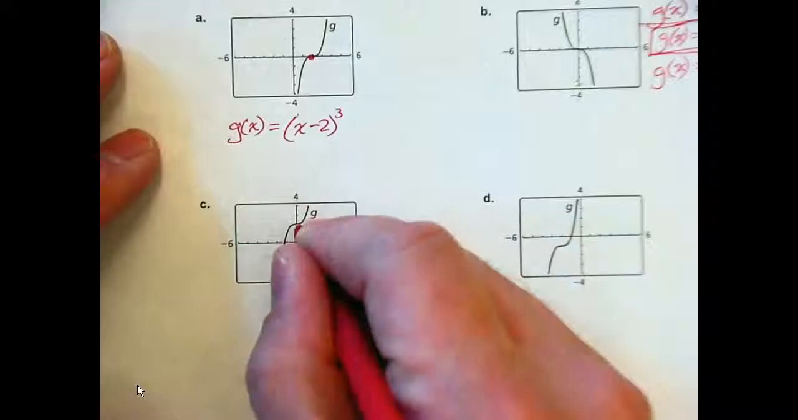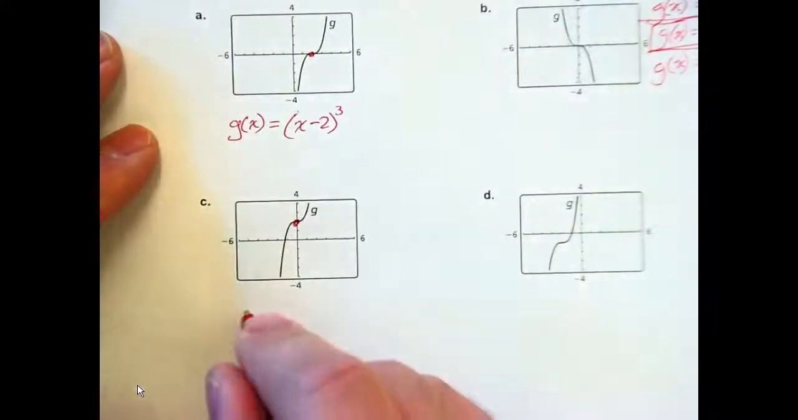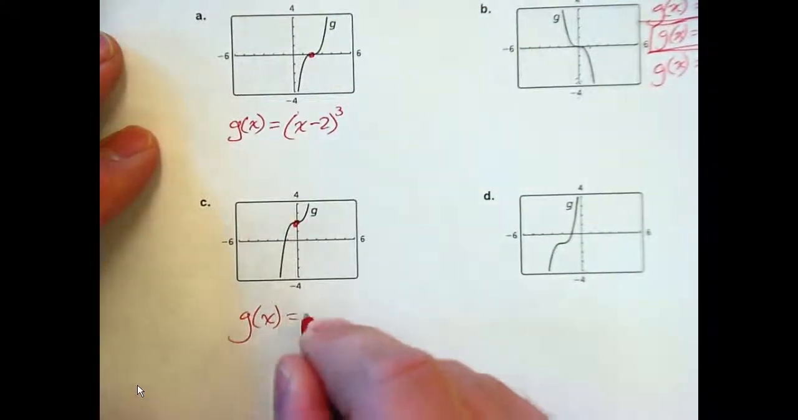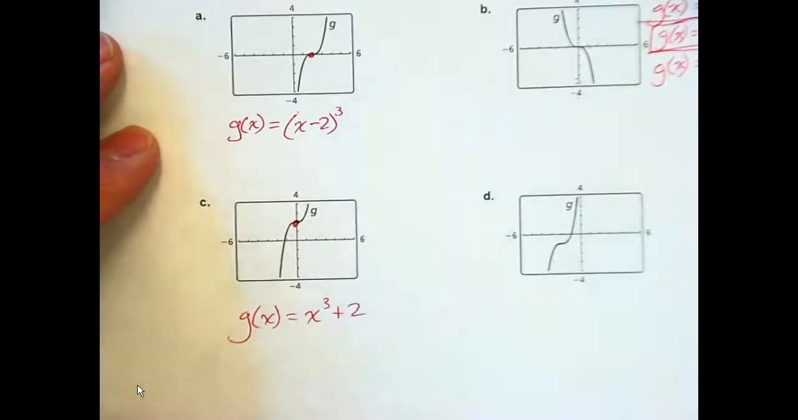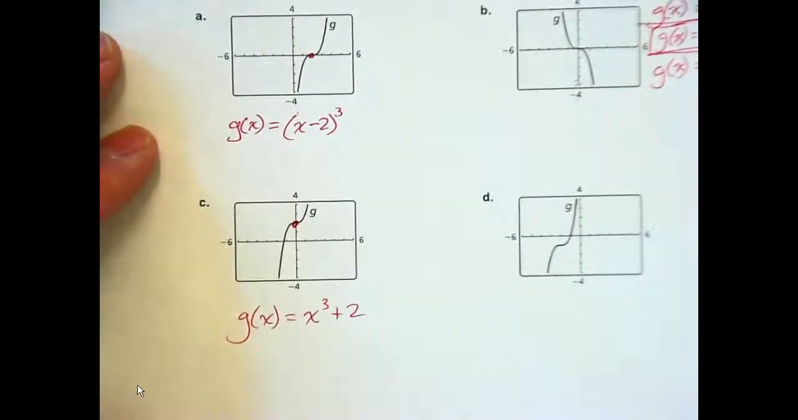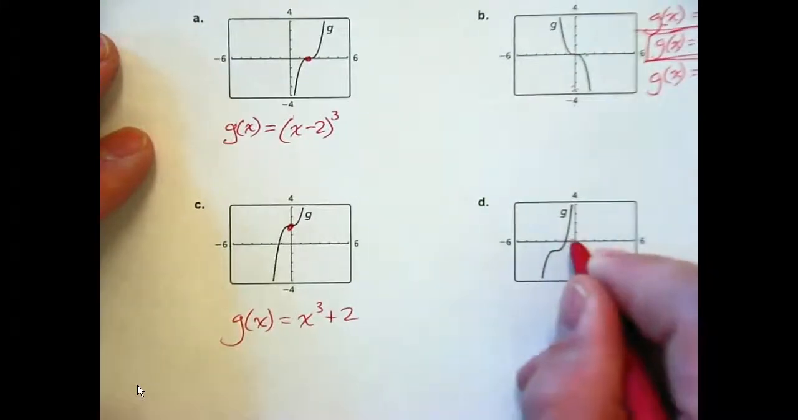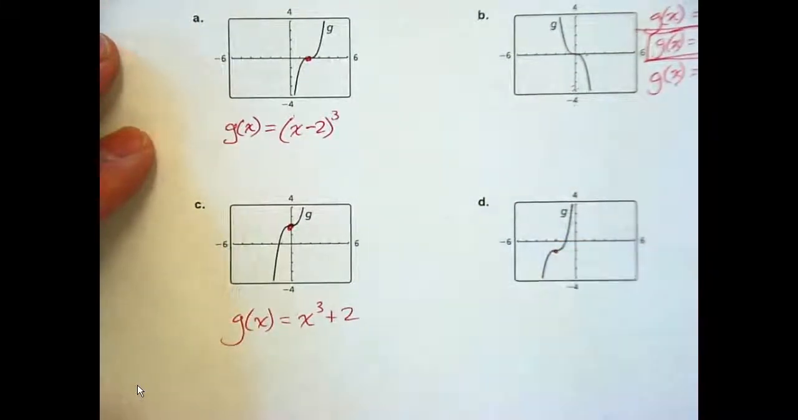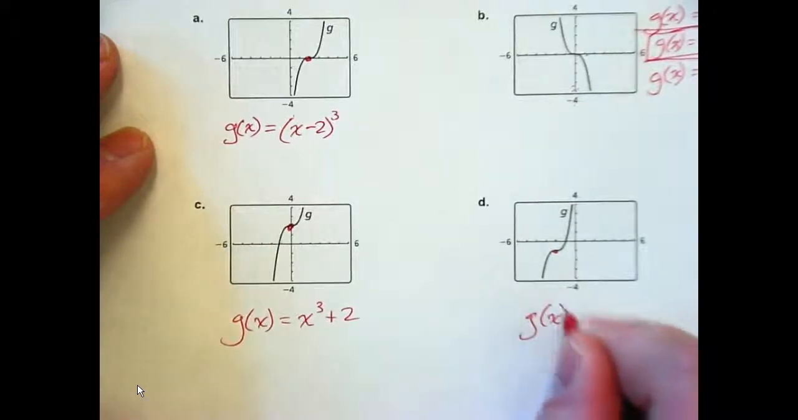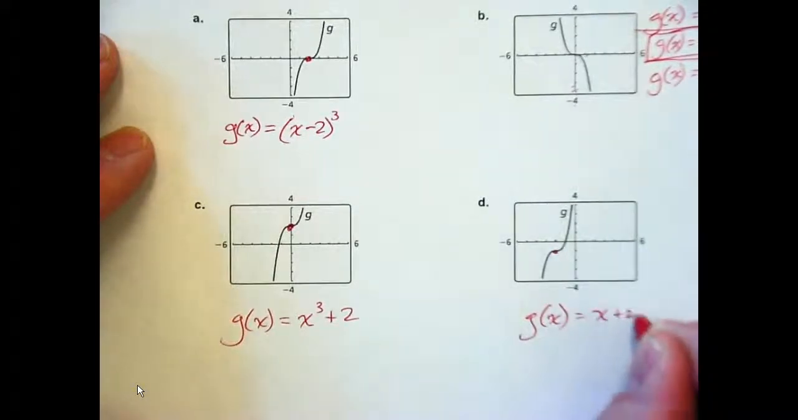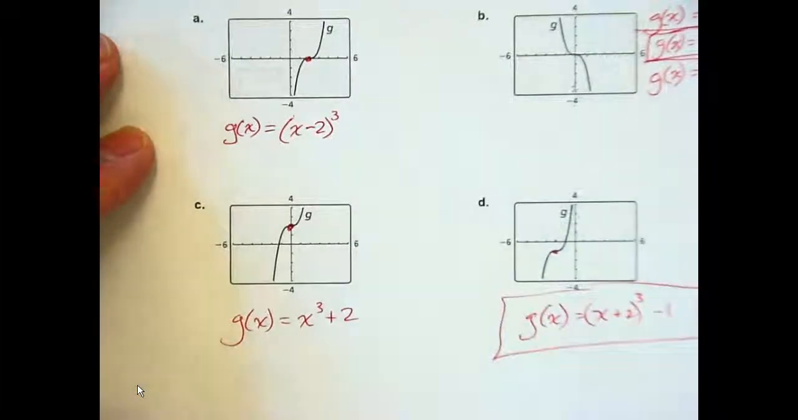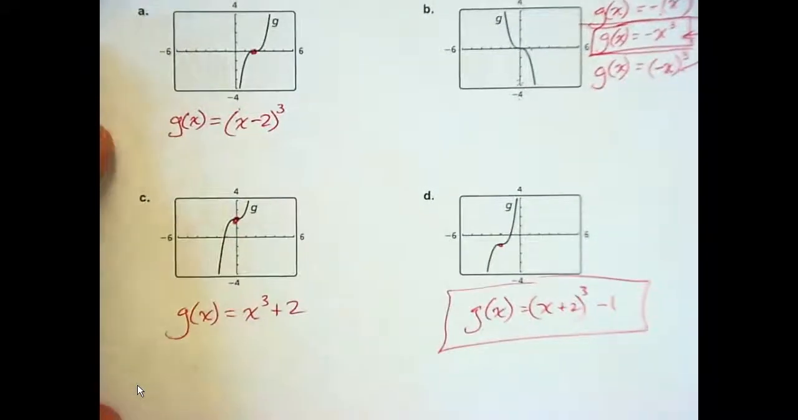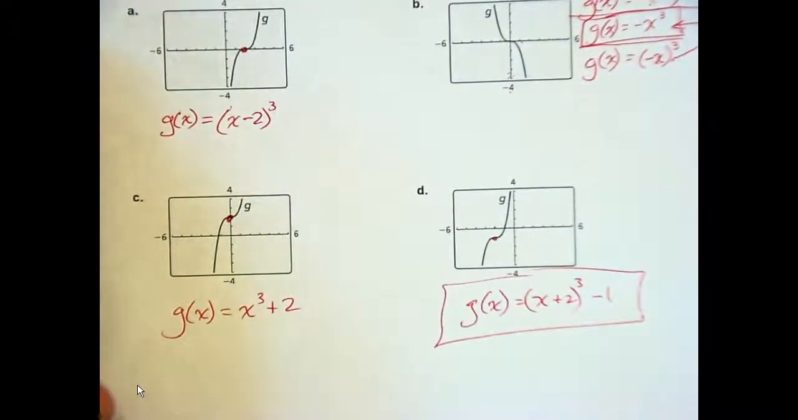Okay, this one, the point did what? Shifted up to g of x equals x cubed plus 2. On the outside there. Okay, it's not coupled with anything. And this one shifts up 2, down 1, g of x equals... right. Any questions? Okay, not too bad. Okay, try exploration 2.